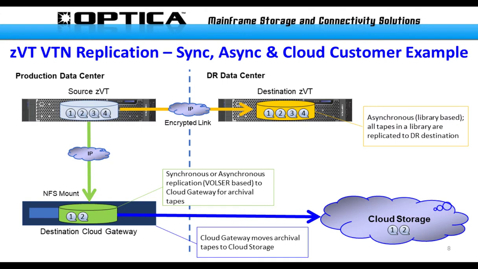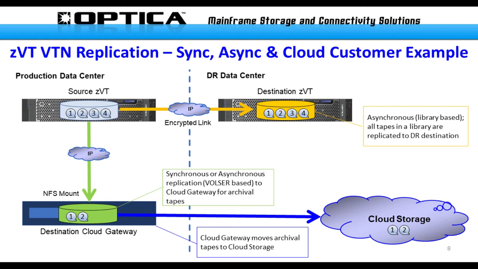This is just a graphical representation that is an actual customer setup. And you have your traditional production data center on the left, DR data center on the right. Across the top, customers using asynchronous library-based, where they've set up a schedule. So every night at 2 in the morning, for example, they replicate the library, every library in the system to the DR site, okay? And that's done over an encrypted link.